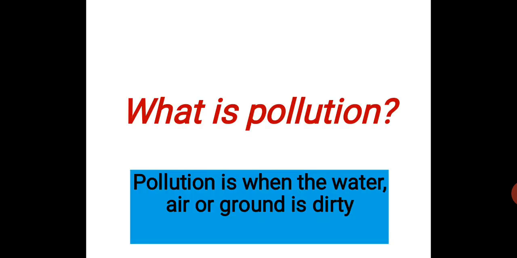Pollution. What is pollution? Anytime you see dirt on the ground, in the water, or in the air, we say it is pollution. So pollution is when the water, the air, or the ground is dirty. When it is not clean, we say it is pollution. That means it's been contaminated by harmful substances that are dangerous to human health.